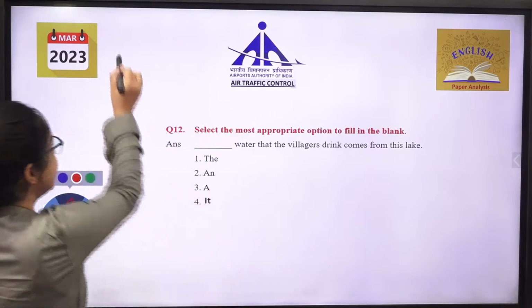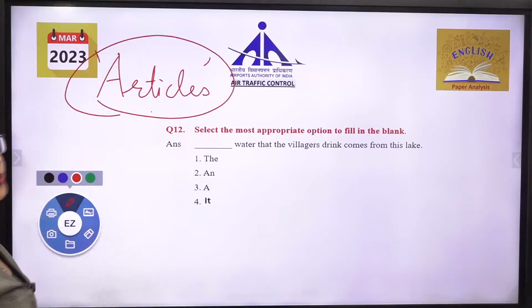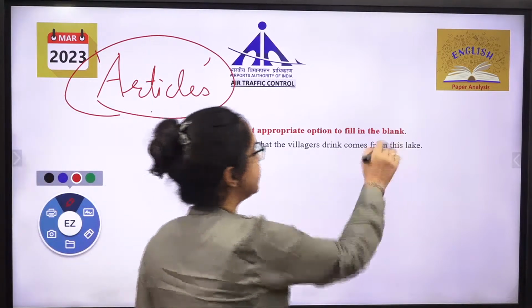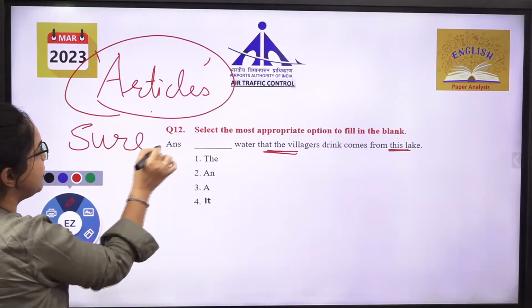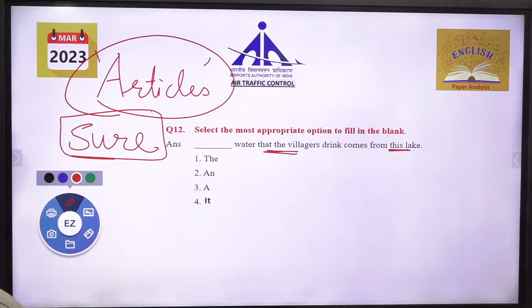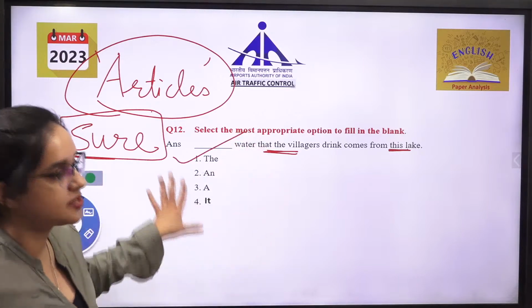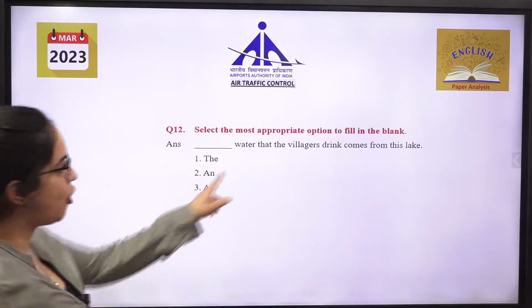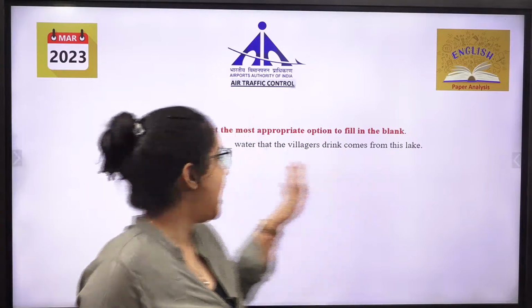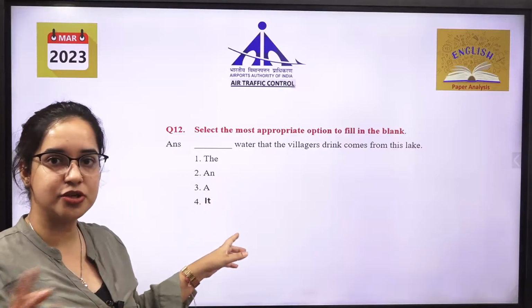Now, again, articles. I think airport authorities' favorite is articles. This is the third question we are doing of articles out of 12. Now, similarly: dash water that the villagers drink comes from this lake. Now I think you're very sure. It is telling some kind of surety. Which is the article which is used for being sure? Very nice. Everyone is right. It is "the". Because it is depicting some kind of surety, that is why the article is used. Great. This question was written wrong in the paper. I think the grace marks might be given for this question because it came with two numbers and two blanks.